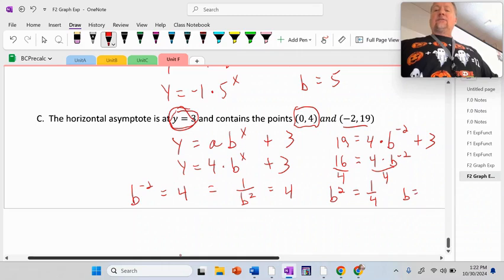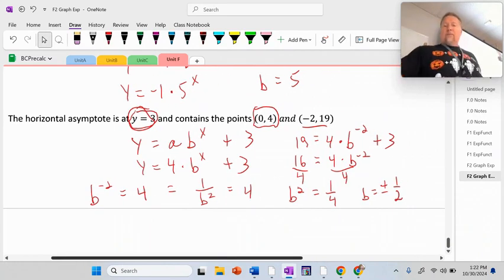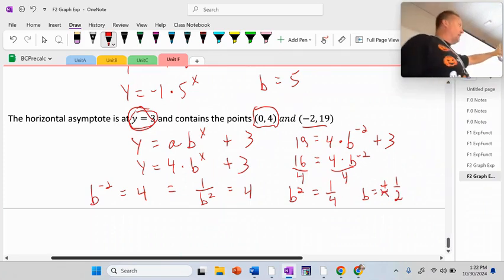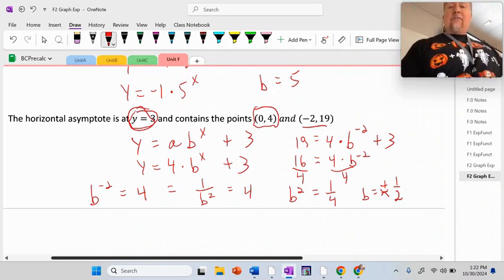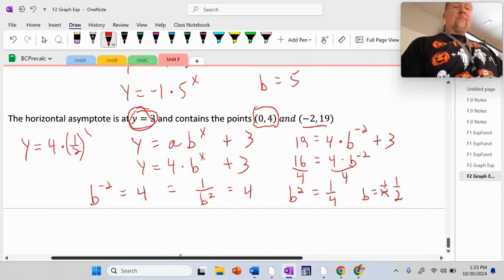All right, and then b equals, oh no, it could be plus or minus. So whenever that occurs, we do have a problem. It could be one of two b values because, wrong! Exponentials can never have a negative b value. Only geometric sequences. So it cannot be a negative b value. So the answer is y equals 4, that initial value, times 1/2, my b value I found through that math I just did, to the x plus 3.